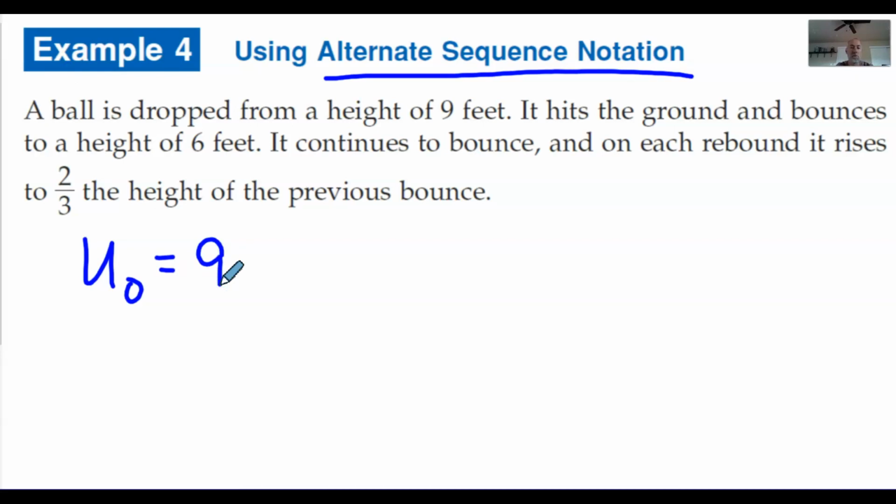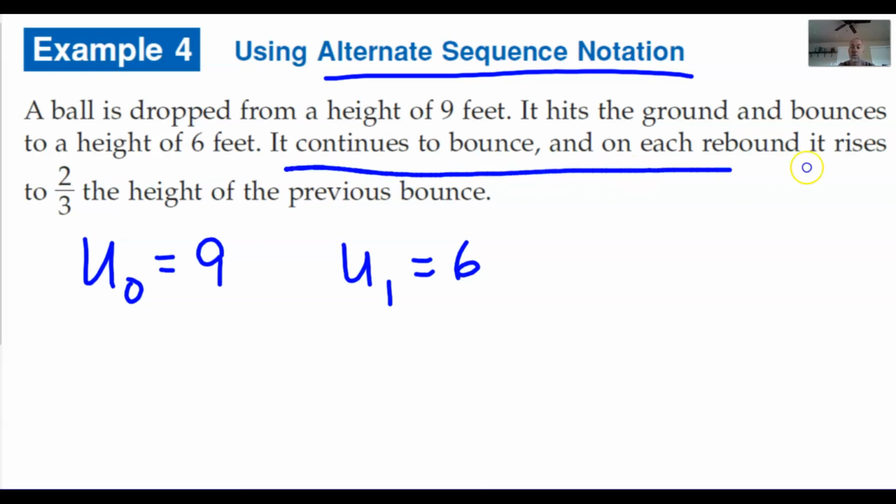It hits the ground and bounces to a height of 6 feet. So the next term in the sequence is going to be 6 feet. And it turns out that 9 times 2/3 is 6. So this ball continues to bounce, and each time it bounces back up, it rises to a height that's 2/3 of the previous bounce. So the next term in the sequence would be 2/3 of 6, which is 4, and so on. And you could write a recursive formula for this sequence, the same way you would the other sequences.